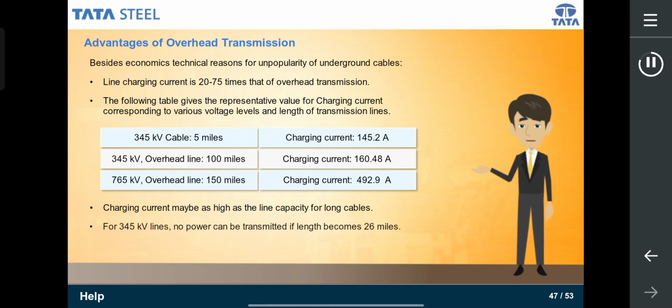For 345 kilovolt lines, no power can be transmitted if length becomes 26 miles. For 230 or 345 kilovolt, limiting length is 20 miles.